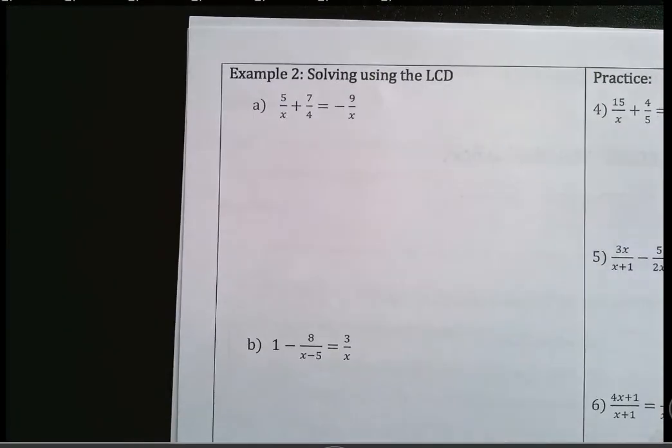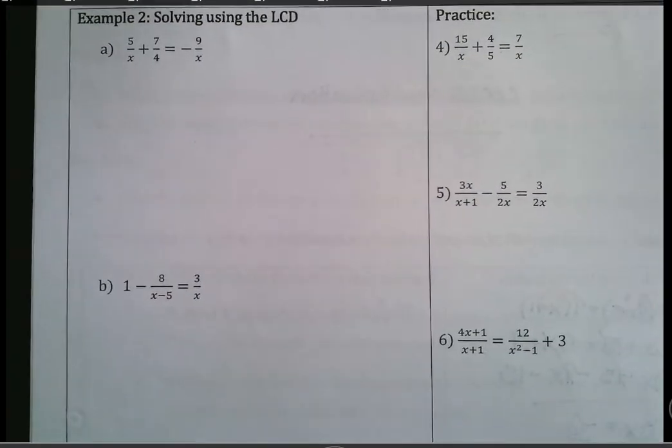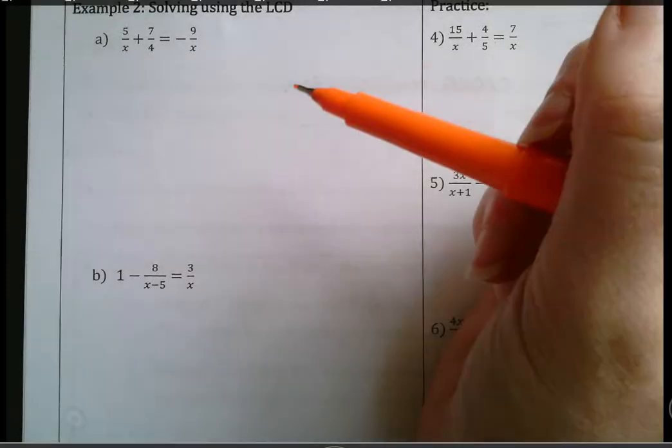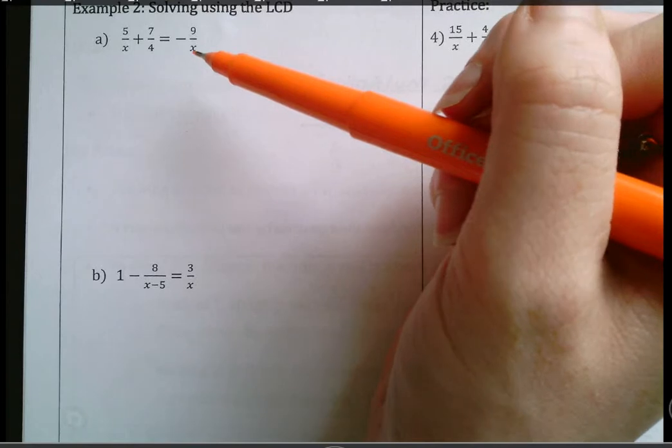So this is solving using the least common denominator. With this one, it's a little trickier just because you have to say, okay, what is in my denominators? What do I need to multiply to get it so I only have numbers on the top? I don't want anything in my denominator.